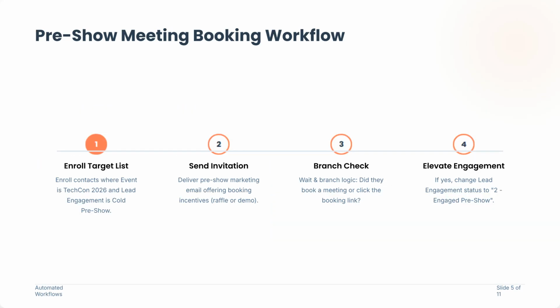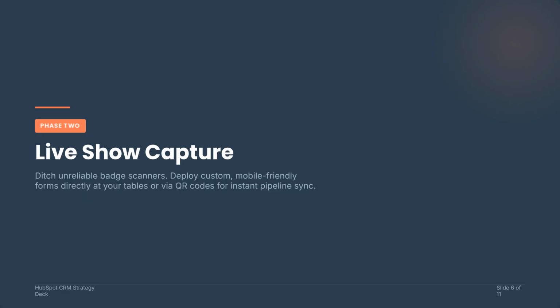This workflow automates meeting bookings by enrolling your target list, sending invitations with incentives, and using branching logic to identify those who book a meeting. You can automatically update their engagement status to engaged pre-show.